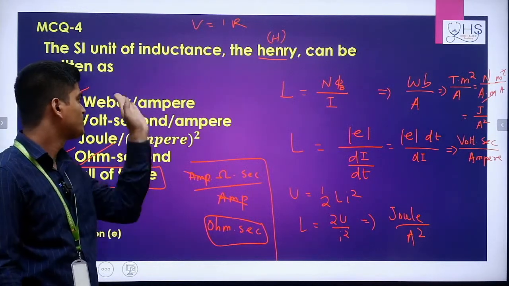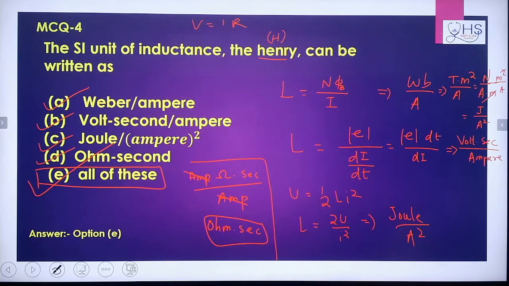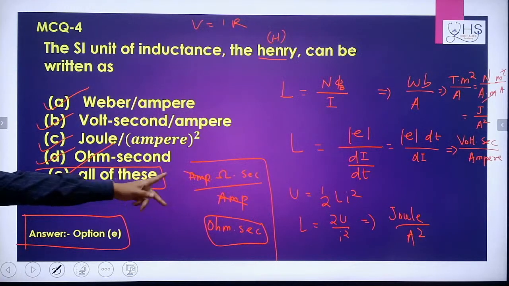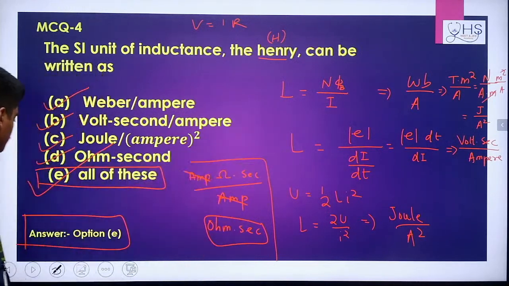So keep in mind that everything is correct here: joule by ampere square, ohm into second, volt into second by ampere, Weber by ampere also. I hope you understand. So the answer will be option E. And how all these things come, I have given some explanation here.